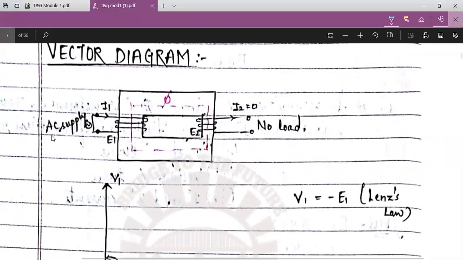Here I am going to apply an AC supply of 230 volts, and I1 starts to flow in this winding. This current produces a flux phi, and this flux will be linked with the secondary winding of the transformer. Hence, since the transformer is an ideal transformer with no load in the secondary winding, it is like an open circuit.